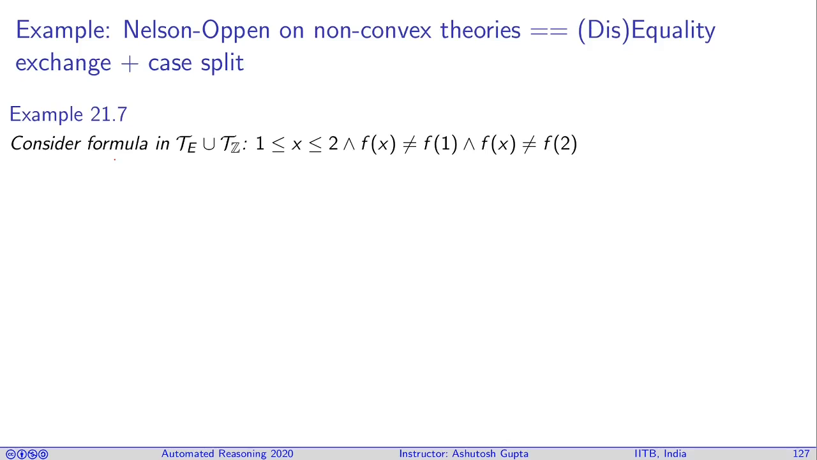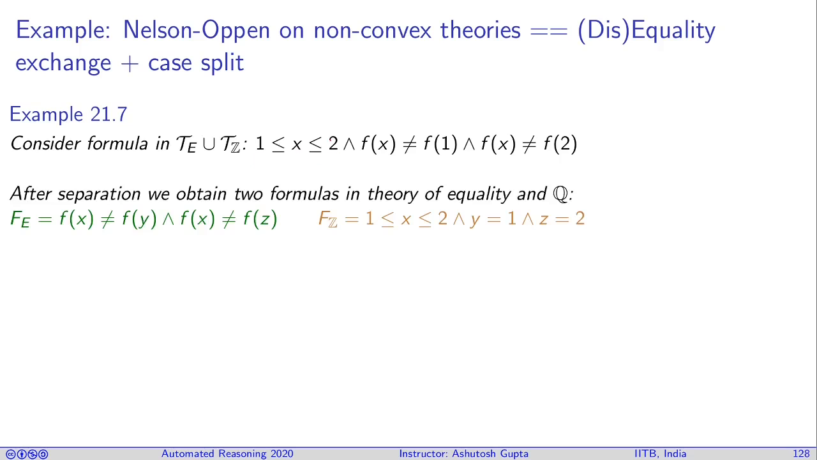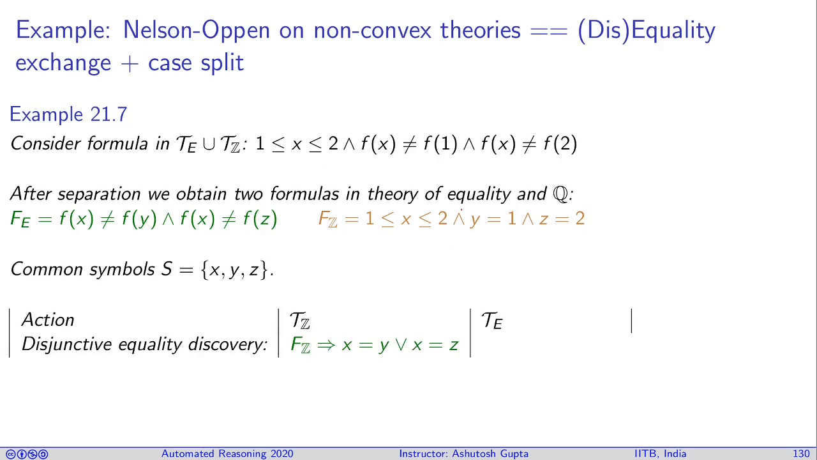Now look at the situation when the theory is non-convex, and let's suppose all this arithmetic is in integers. Then what will happen? When we separate them out, remember that integer constants are also part of integer theory. They are not part of the equality theory, so you need to give them a symbol. So you say y equals 1 and z equals 2 and put them here. Now x can be between 1 and 2, right? So if we try to propagate equalities, you'll realize it implies x equals y or x equals z. Now this is disjunctive.